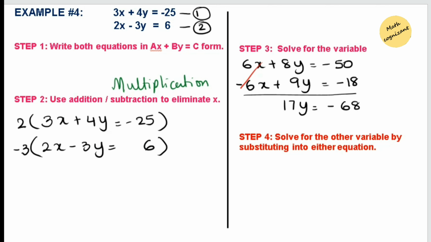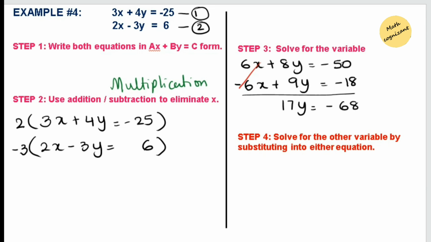This is a multiplication equation again. We need to divide by the coefficient of y to find the value of y. So divide by 17 on both sides of the equal sign. So y is equal to negative 4.